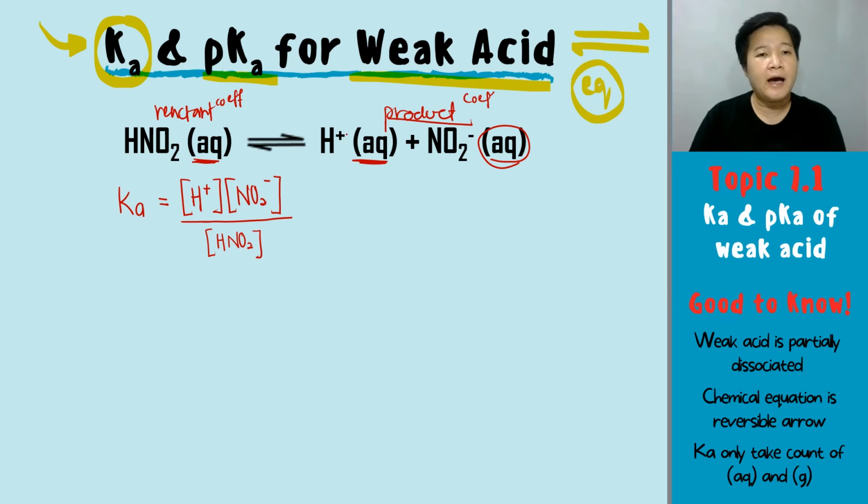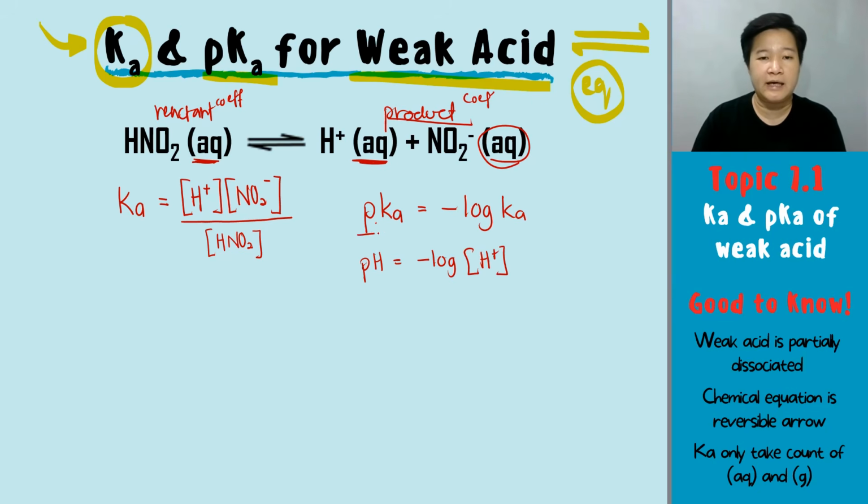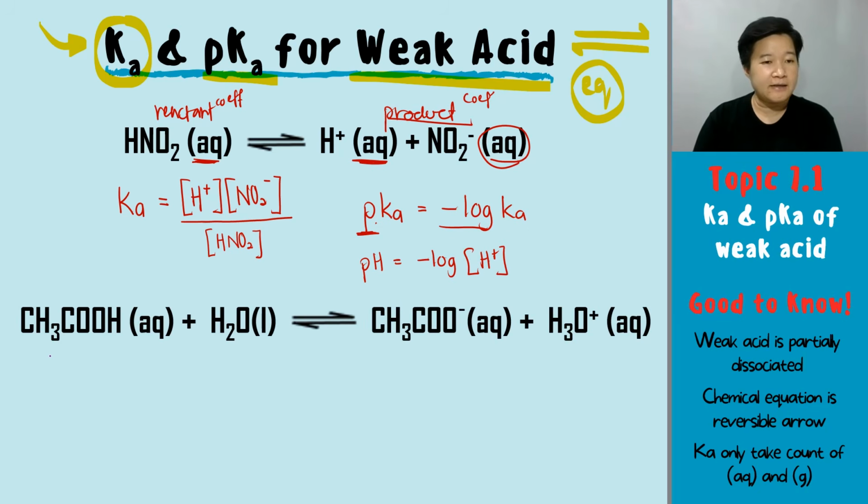Okay? And how about pKa? pKa is as simple as equals to negative log Ka. It works exactly like your pH. If your pH is equal to negative log of the concentration of H, then pKa will be the negative log of the Ka. Okay? Simple. Let's try another example over here.